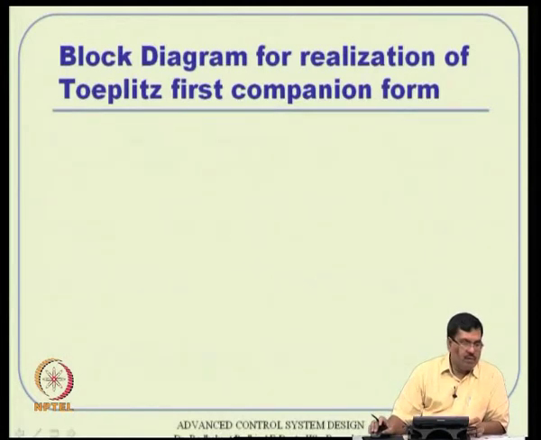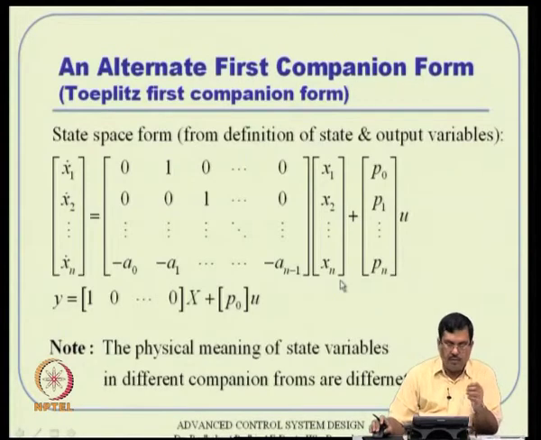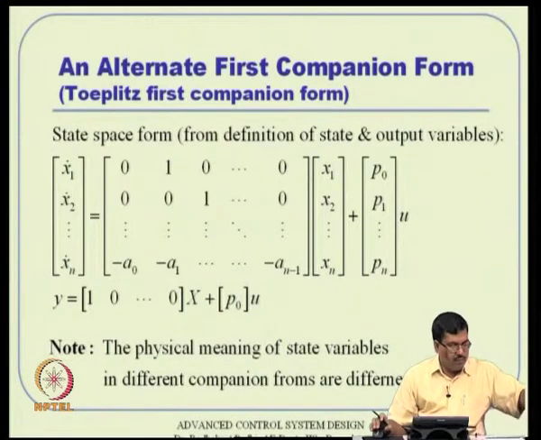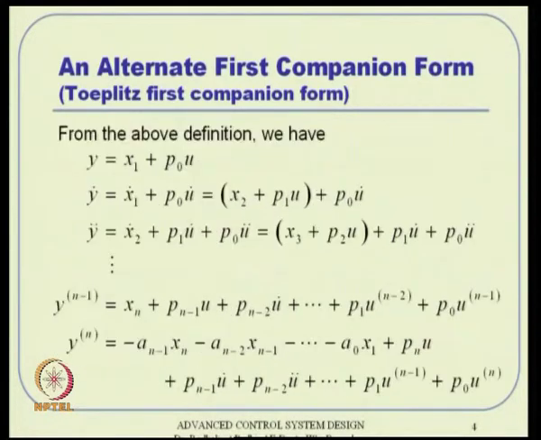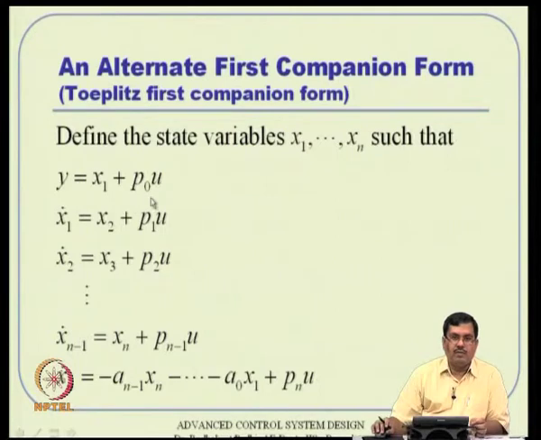Now, if you really want to do a block diagram realization, let me do that quickly out here. This block diagram realization turns out to be rather straightforward here. What we have here, we will go back to this set of equations and try to construct something from here. Just remember this set of equations: y equals x1 plus p0 u, x1 dot is that kind of a thing.